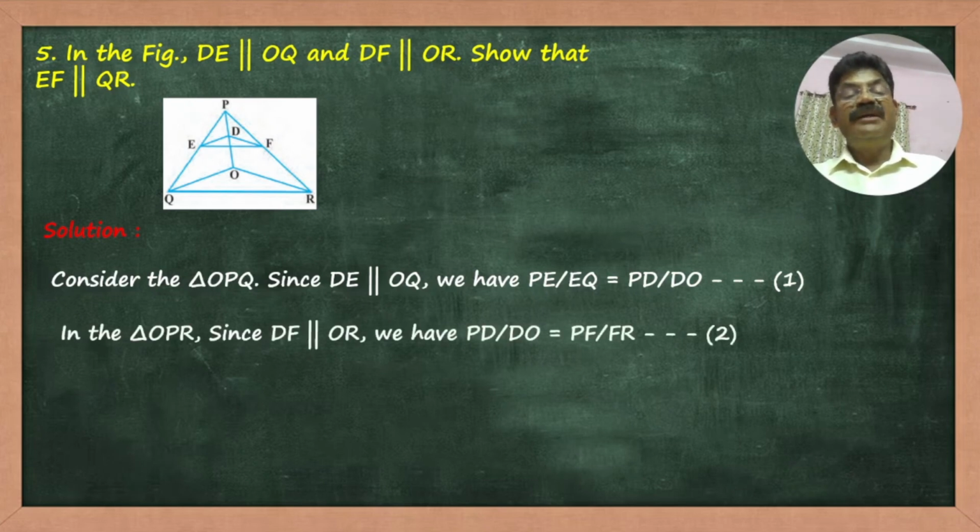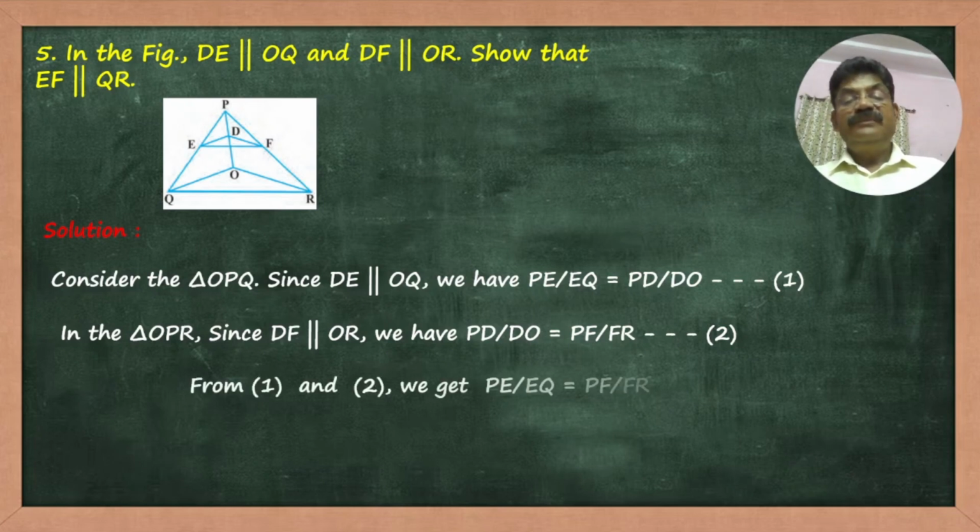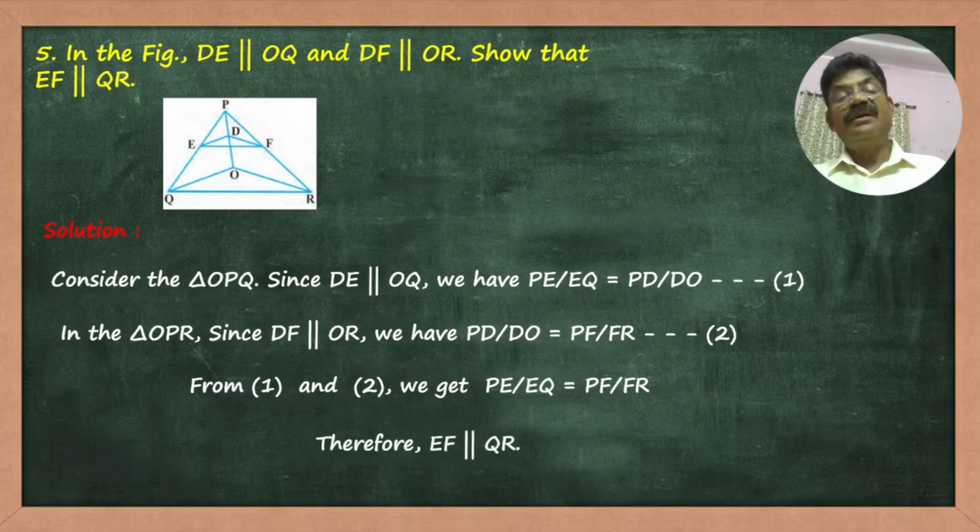Consider the triangle OPR. Since DF is parallel to OR, we have PD divided by DO is equal to PF divided by FR, and you call this equation number 2. Now, from equation 1 and 2, you get PE divided by EQ is equal to PF divided by FR. Now, when you apply theorem 6.2, you get EF is parallel to QR. So, it is very simple.